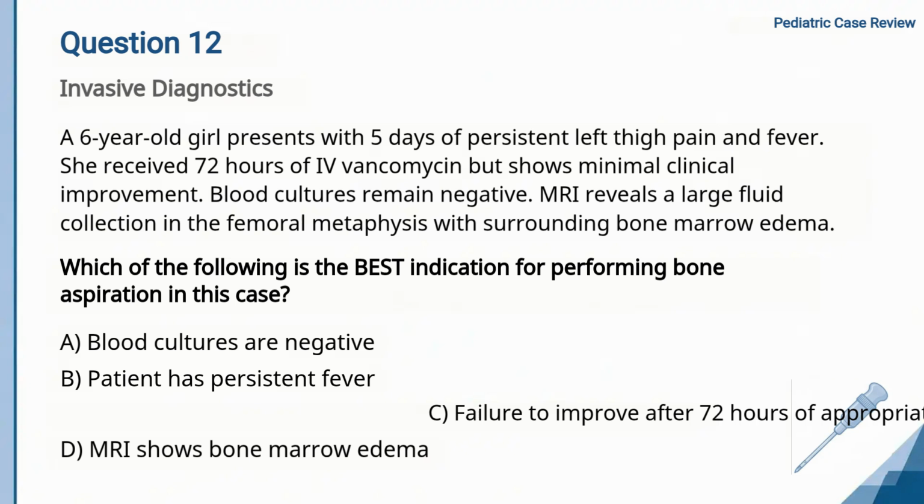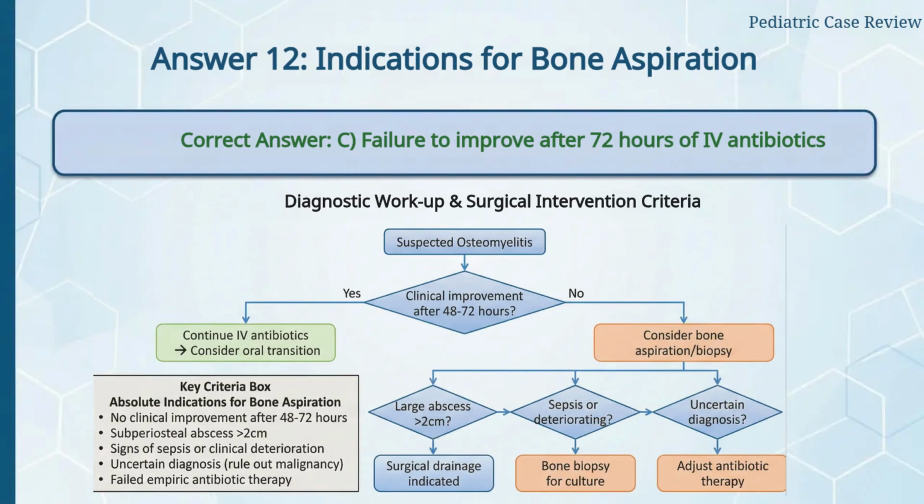Option A. Blood cultures are negative. Option B. The patient has persistent fever. Option C. Failure to improve after 72 hours of appropriate antibiotics. Option D. Magnetic resonance imaging shows bone marrow edema. The correct answer is option C. Failure to improve after 72 hours of appropriate intravenous antibiotics.